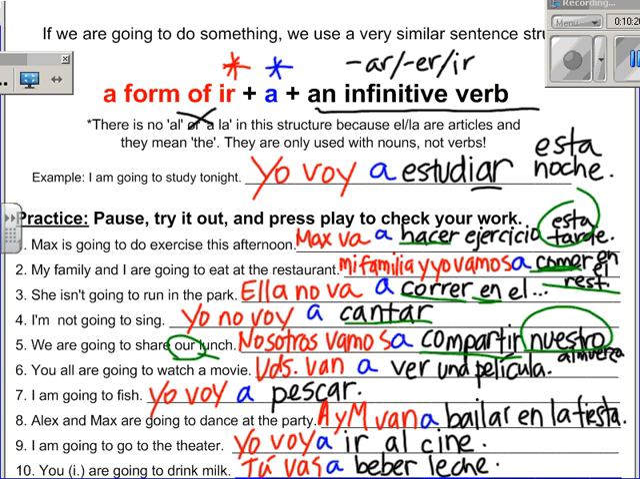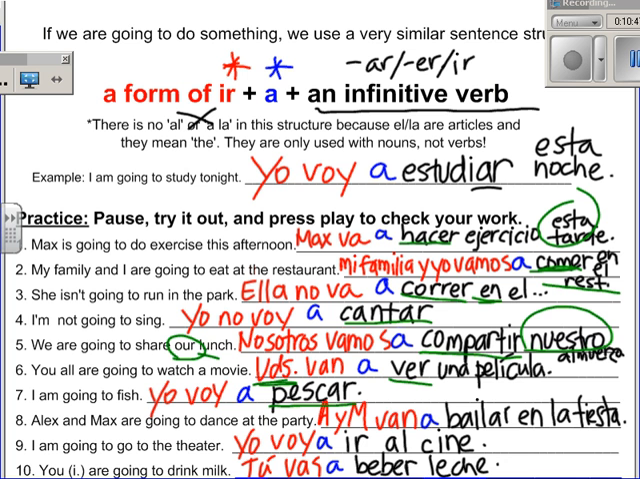You all are going to watch a movie, ustedes. Remembering that second person, I'm looking at a group of more than one person, and I'm talking directly to them. Ustedes van a ver una película. There being the verb. I'm going to fish. Yo voy a pescar. That could have also been written, yo voy a ir de pesca.